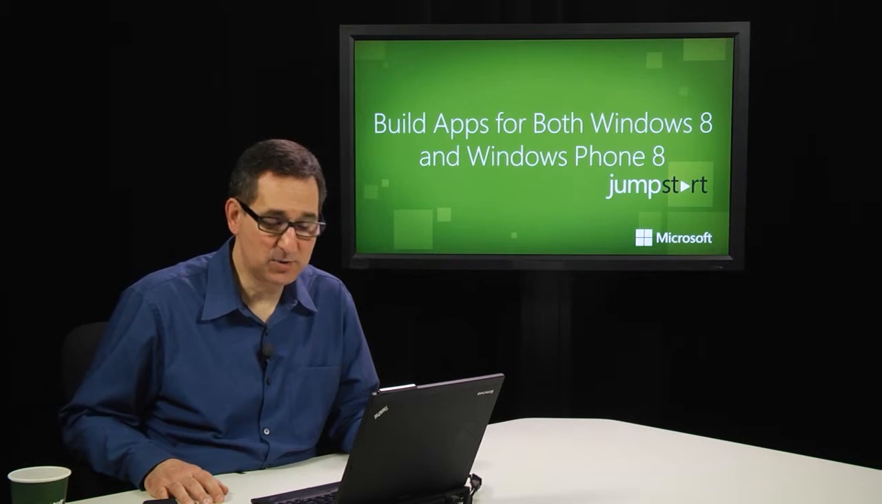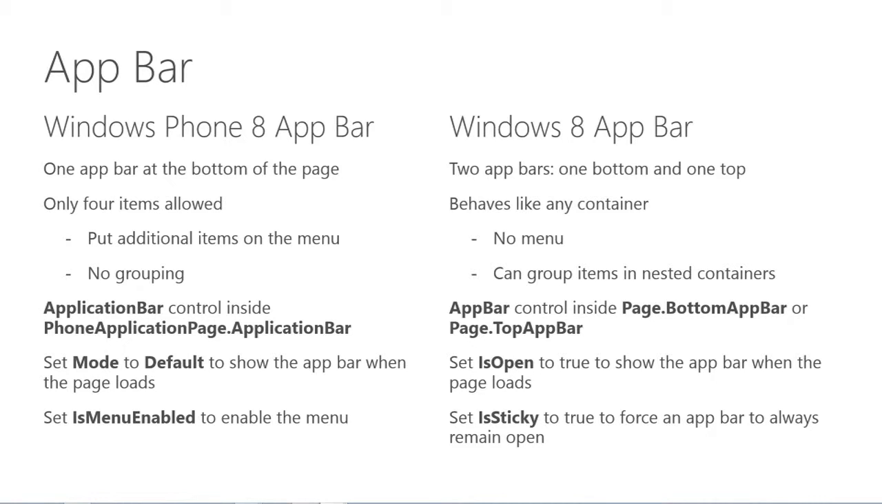The application bar control is what it's called in Windows Phone, within the phone application page.application bar namespace, and then the app bar control in Windows 8 inside the page.bottom app bar or page.top app bar. You can set mode to default to show the app bar when the page loads on Windows Phone side. On the Windows 8 side, you set the is open property to true to show the app bar when the page loads, and set is menu enabled to enable the menu, and you can use is sticky to force the app bar in Windows 8 to show and to always remain open rather than forcing the end user to swipe up from the bottom or right click on the screen to bring up that app bar with the mouse.